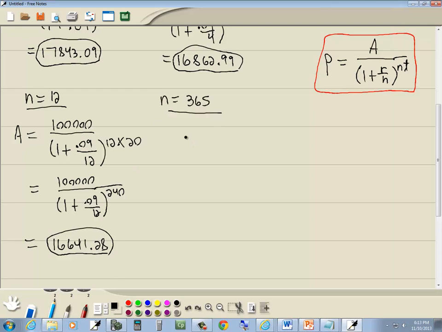Now we got n is equal to 365. Same formula. Plug in 100,000 for A over 1 plus R, which is 0.09, divided by n, which is 365. Raise to the NT power, which would be 365 times 20. Now this one, I'm going to put parentheses around the exponent and plug it in as you see it. Don't put any extra parentheses, just parentheses here, and then a times in between them.